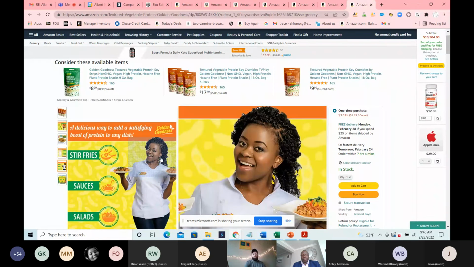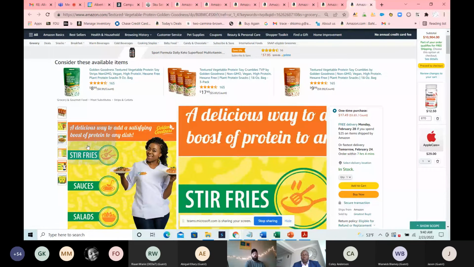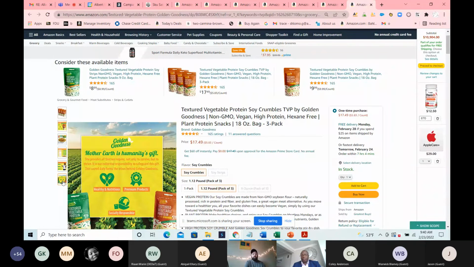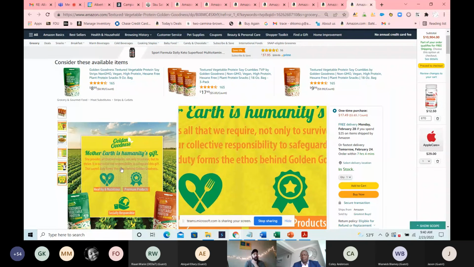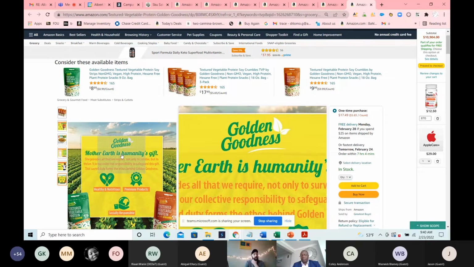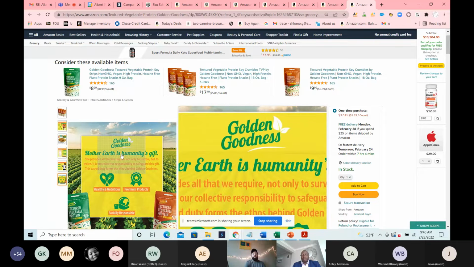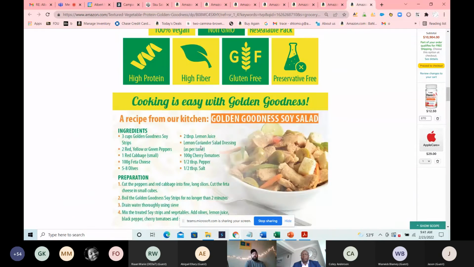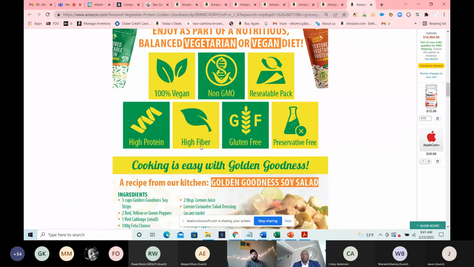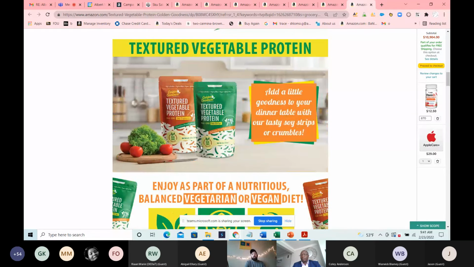Another product use saying, hey guys, you can use this in stir-fry sauces and salads. And of course, a brand story graphic talking about the Zambian-based brand and what they're about. So this is an example of a product we've launched on the platform. And this is another graphic on the bottom of the page. Again, another opportunity to convince a customer to buy.